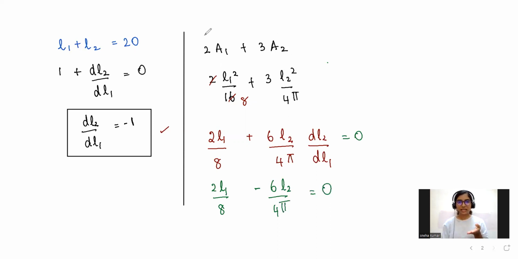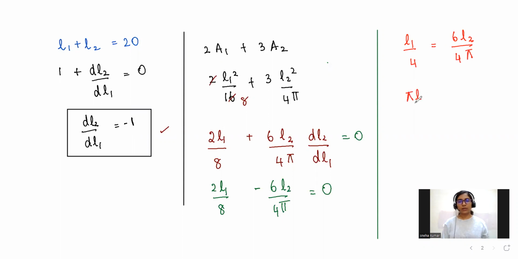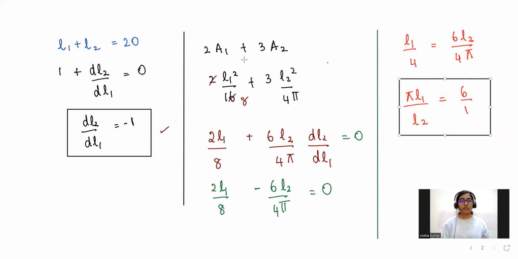That's it. Now if you take a look at the last equation here, we have everything in terms of L1 and L2. So transpose it to the other side and solve it to get the value of the ratio, which is pi L1 is to L2. Simplifying this, I get L1 by 4 is equal to 6L2 divided by 4 pi. So pi L1 divided by L2 is equal to 6 by 1. This would be the final answer, students. The ratio of pi L1 is to L2 is equal to 6 is to 1.